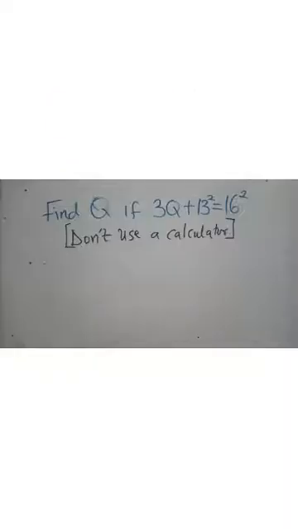All right, so find Q if 3Q plus 13 squared equals 16 squared, and don't use a calculator. Well, if I have something like this to solve in an exam and I've been asked not to use a calculator, how can the examiner know that I used a calculator? He can only know that if I do not show any steps.